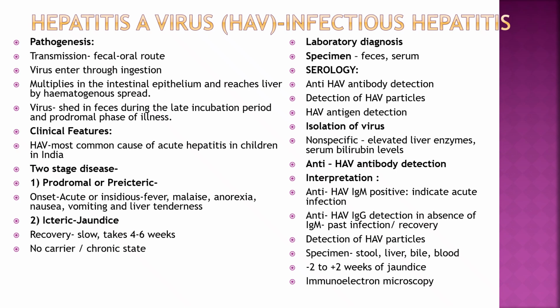Laboratory diagnosis: specimen, feces or serum. Serology: anti-HAV antibody detection, detection of HAV particles, HAV antigen detection. Isolation of virus. Non-specific tests: elevated liver enzymes, serum bilirubin levels. Anti-HAV antibody detection, interpretation: anti-HAV IgM positive indicates acute infection. Anti-HAV IgG in the absence of IgM indicates past infection or recovery. Detection of HAV particles, specimen: stool, liver, bile, blood, minus 2 to plus 2 weeks of jaundice, by immunoelectron microscopy.